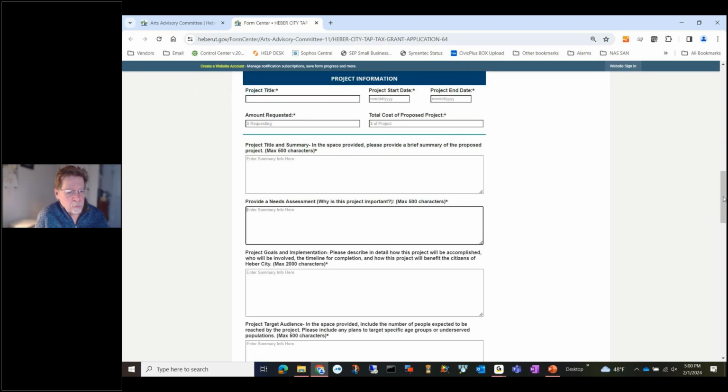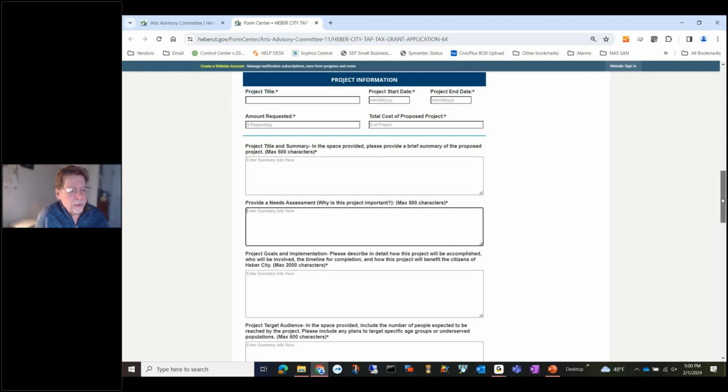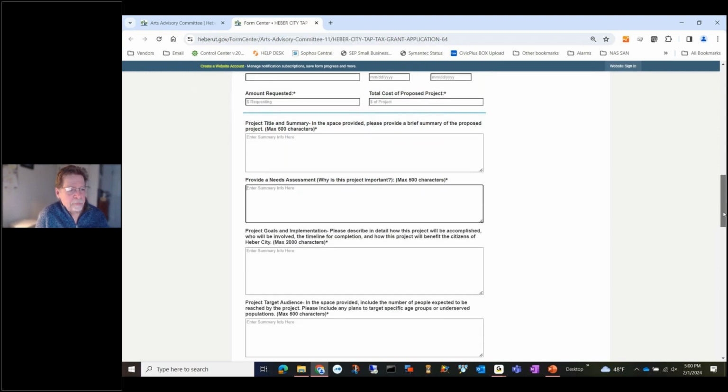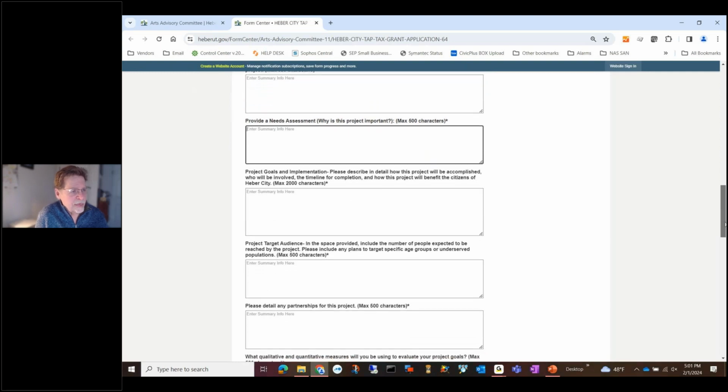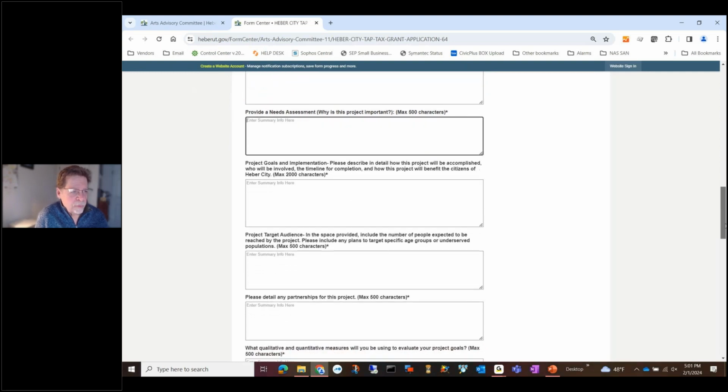It can be as brief or as extensive as you wish. We prefer to have all of what you're looking for here rather than something that says see attached document. That will not be accepted. So we're looking for you to submit using these text boxes to submit your application.